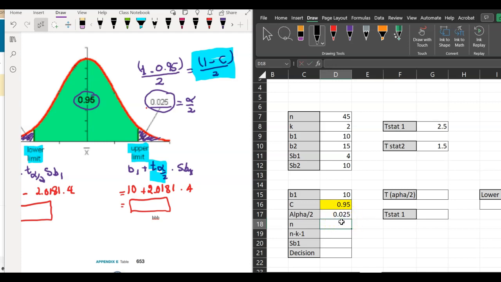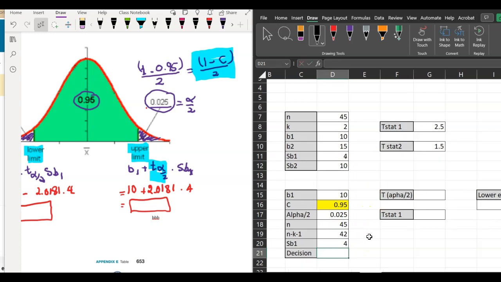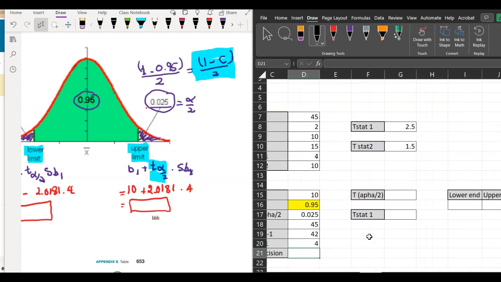Now the n is going to be 45. We said this one is going to be equal to 42, but we can make a formula for it. So click on this, minus 2 minus 1, right? SB1, we can put equal sign here, and click on SB1 and enter. Okay. So we're going to go back to the decision in a moment, it's not this section.